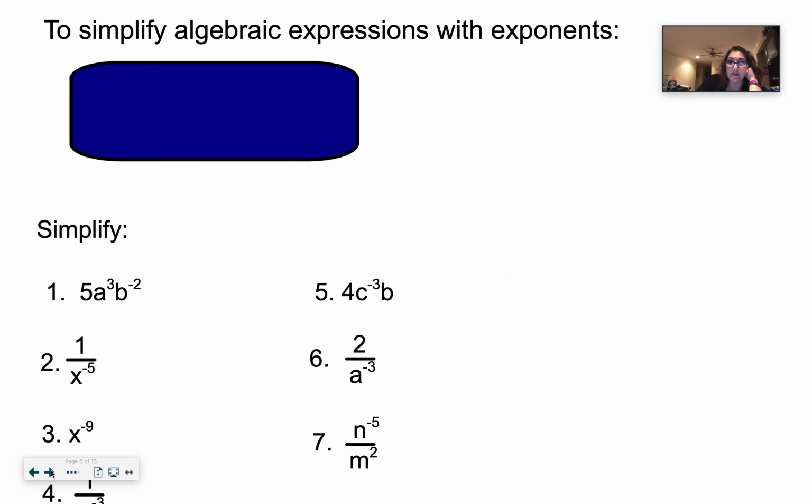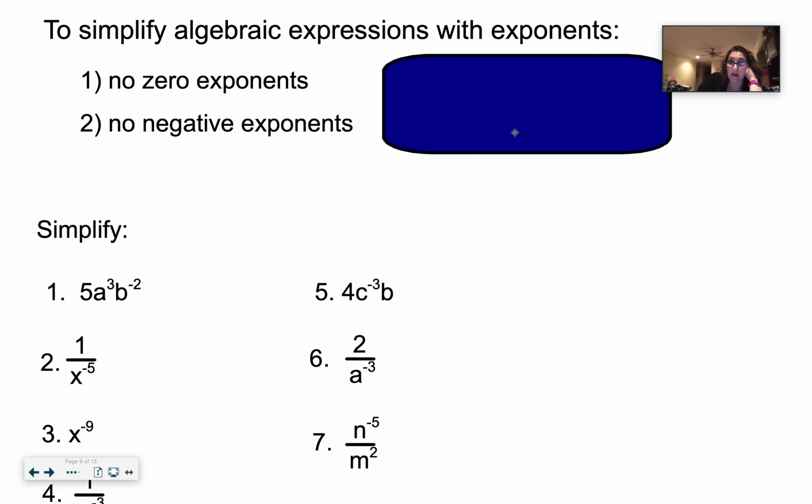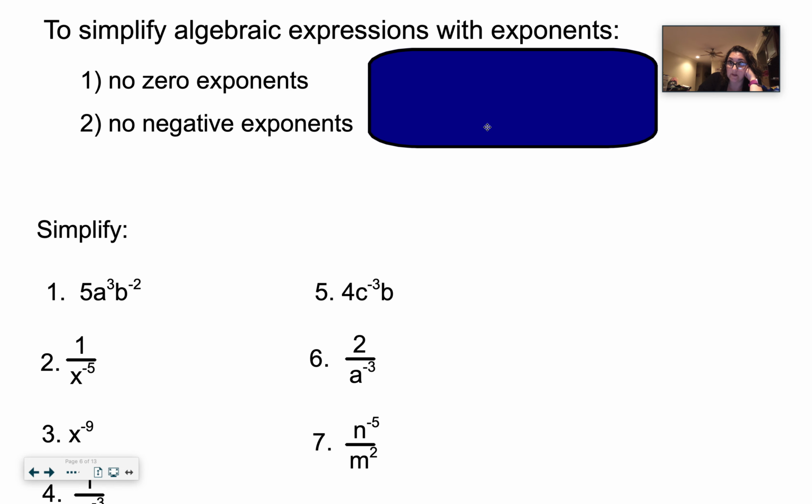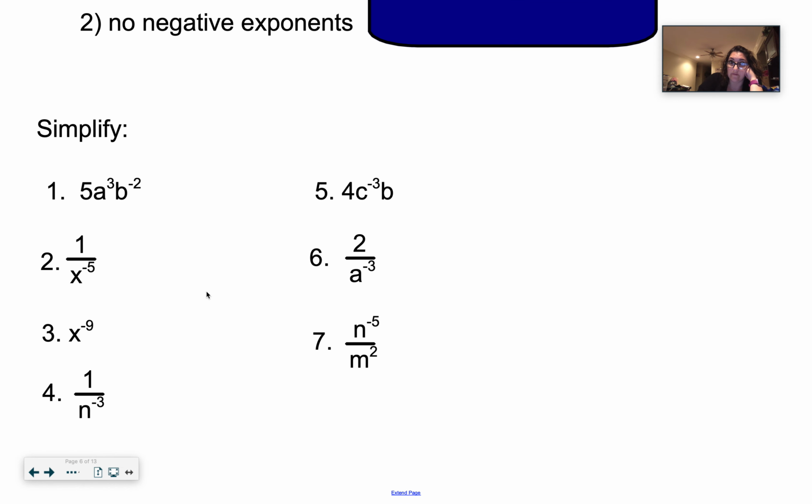All right, here it says to simplify algebraic expressions with exponents. Two things: you cannot have zero exponents, and you cannot have negative exponents. So no zero exponents, no negative exponents. Pause the video, write that down. To simplify algebraic expressions with exponents, no zero, no negative exponents. All right, you should finish writing that down. If not, rewind, write it down, pause.